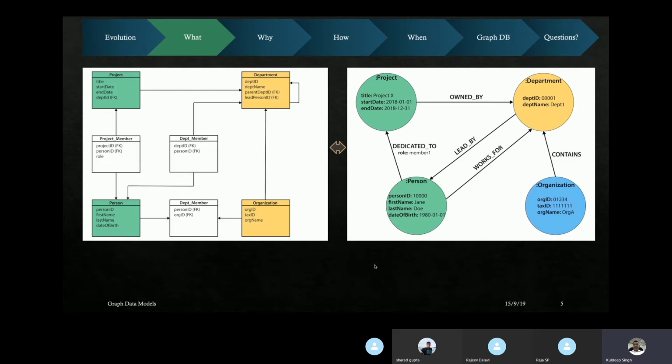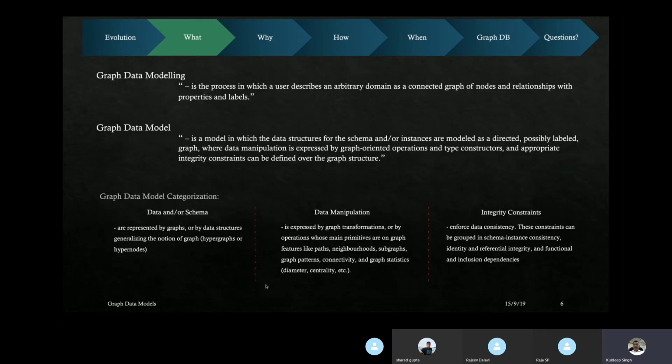Okay, so now let's try to define what graph data modeling actually is. Graph data modeling is a process where the user describes an arbitrary domain as a connected graph of nodes and relationships with properties and labels. I will come later to what the nodes, relationships, properties, and labels are.